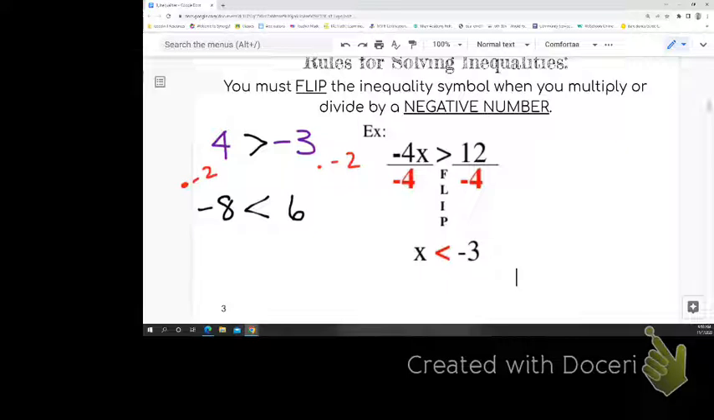Now I'm going to sing a similar song to help you remember the rule. If you multiply or divide by a negative, flip the sign. I'll sing my silly song so you don't get it wrong. If you multiply or divide by a negative, flip the sign.